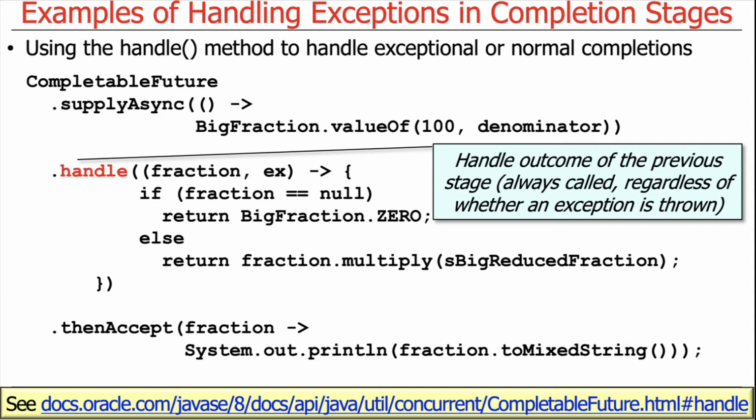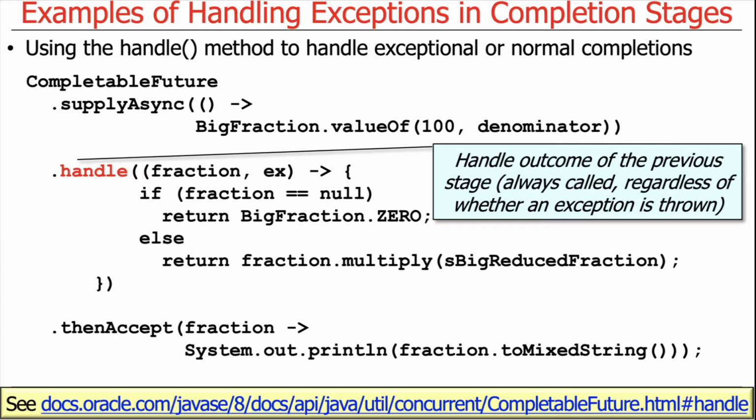It either finished normally, in which case the fraction parameter that's passed to handle will be non-null. That would be one case. If everything goes well, then the fraction parameter that we see here is non-null. Everything's copacetic, everything's fine, everything's hunky-dory. But if an exception occurs, then the ex parameter will be non-null and fraction will be null. And keep in mind that the handle method is always called regardless of whether an exception is thrown or not. It just allows us to figure out whether an exception was thrown or not.